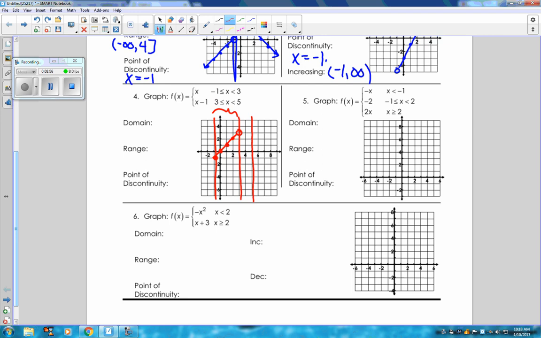Now, on the interval from 3 to 5, I have x minus 1. So if I plug in 3, what do I get? 2. Is it going to be open or closed? Now, if I plug in 5, I get... Oh, I definitely went the wrong way. I'm going to get 4, but it's an open circle.